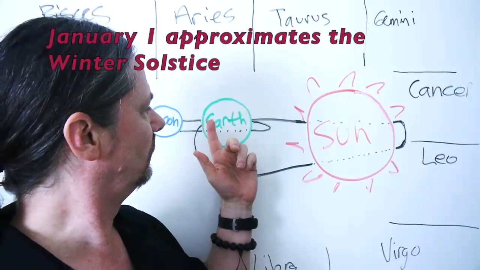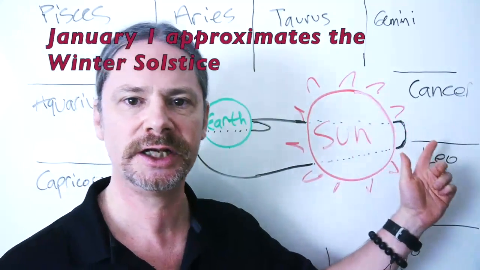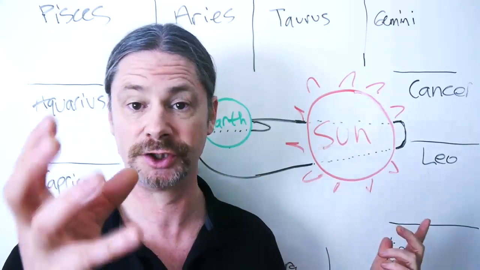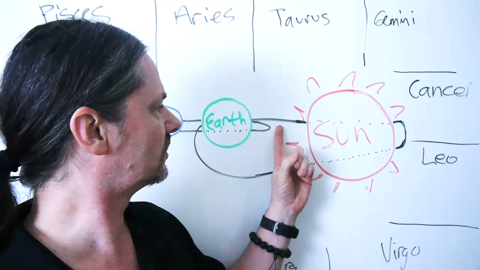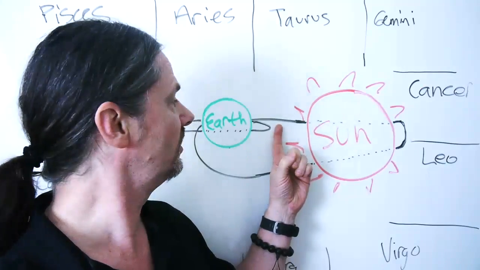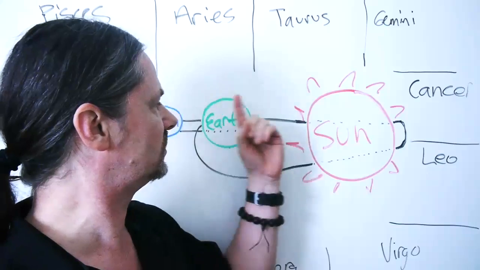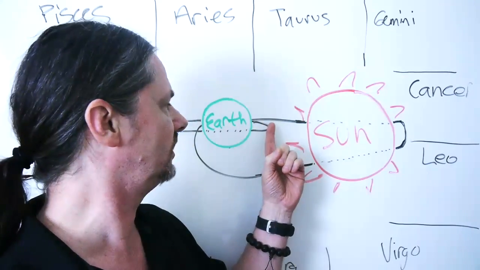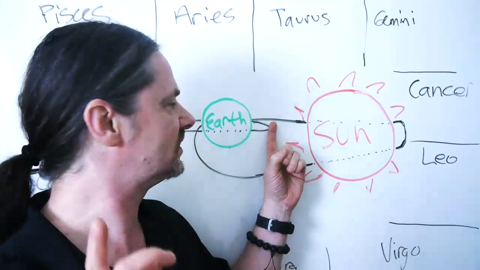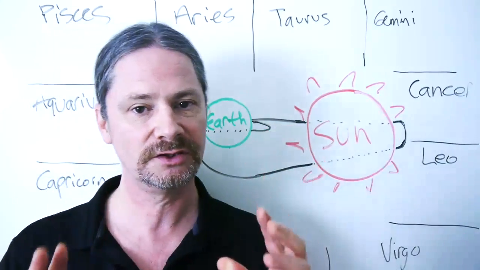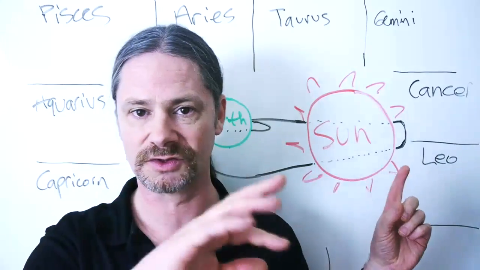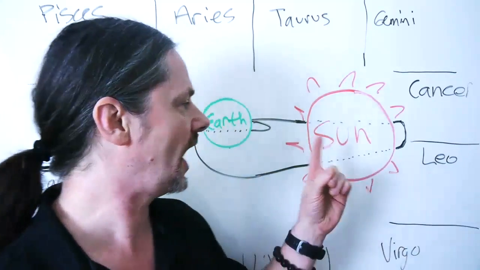And then each year, if you want to mark important dates, like your birthday, let's say the Earth was at this position when you were born. Every time the Earth comes back to this position in its orbit around the sun, that's your birthday. You have to understand that the motion of the sun through the zodiac is an apparent motion. It actually doesn't exist.